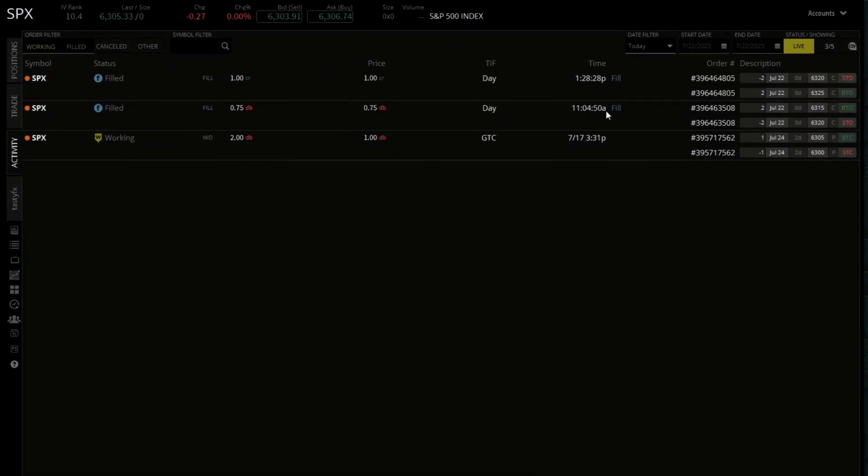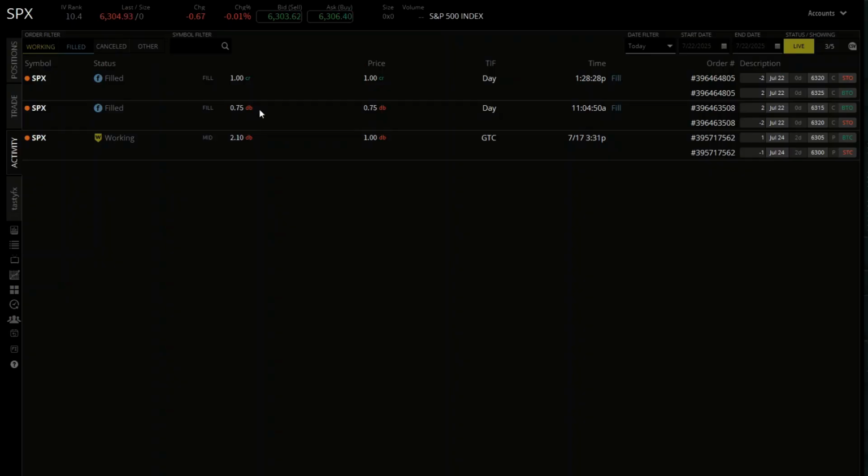Around 11 o'clock or so, I bought 2 call debit spreads for 75 cents. These were out of the money spreads. So I'm risking $75 per spread to take the trade. That's my initial risk on this trade.